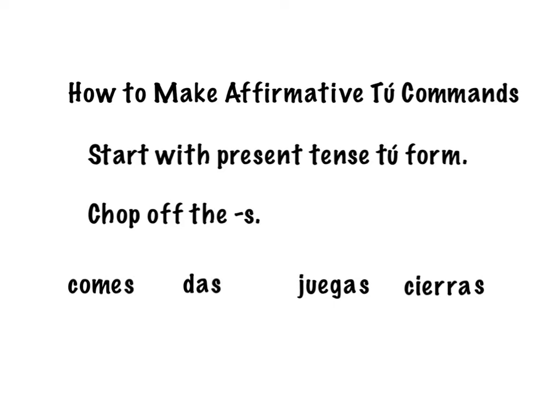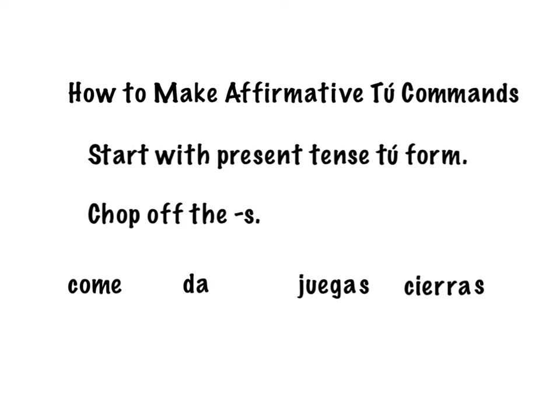So we start with comes, get rid of the S, and we get come, which means eat. Or das, if you want someone to give something to you, get rid of the S. Da, give it. Now at this point you may be saying, why don't we just start with the infinitive and chop off the S? And that's a really good question.